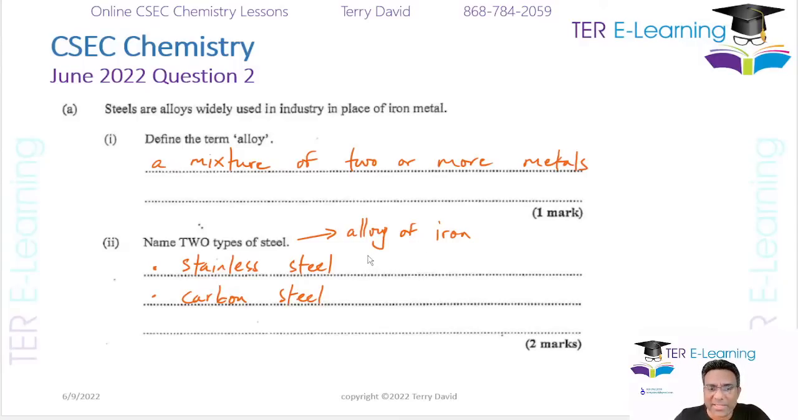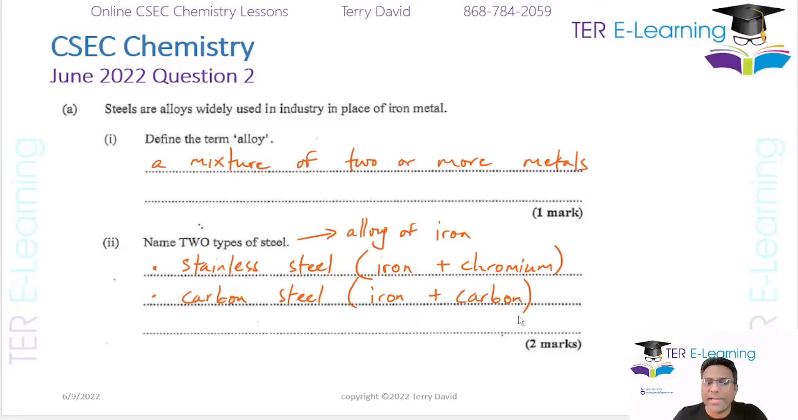Now, in the case of stainless steel, it's a mixture of iron and chromium. The reason they add chromium to the steel is that it makes it resistant to corrosion. That's what they're saying here. And in the case of carbon steel, that is a mixture of iron and carbon.